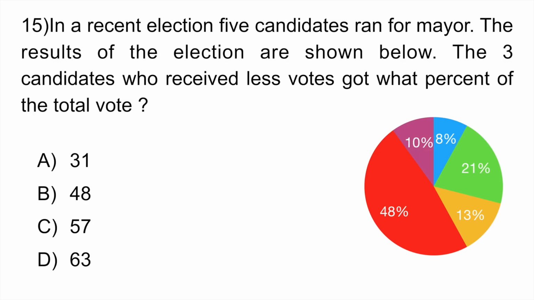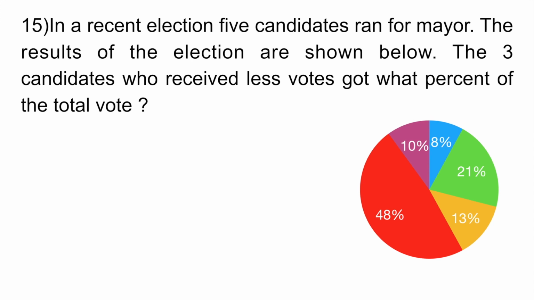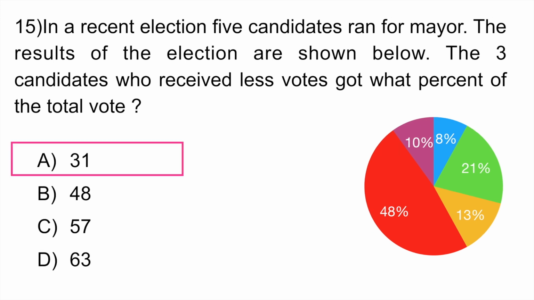In a recent election, 5 candidates ran for mayor. The results of the election are shown below. The 3 candidates who received the fewest votes got what percent of the total vote? All right, so here what you have to do is look at the pie graph and select the slices that are the smallest, right? So 8, which is in blue, the purple, which is 10, and the yellow, which is 13. Simply add those across, 31%. Option A.